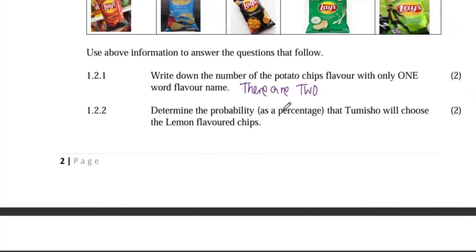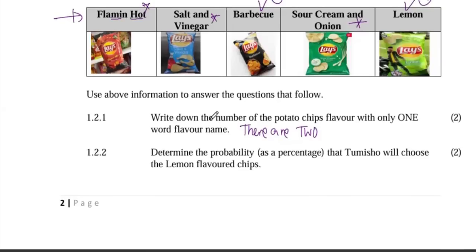Determine the probability as a percentage that Tomiso will choose lemon. Now, how many chances does he have? He has 5. So 1 out of 5 as a percentage, multiplied by 100. So the percentage probability is 20%.